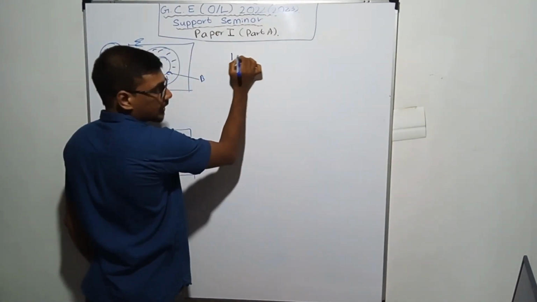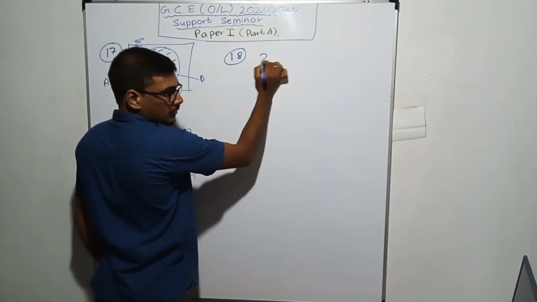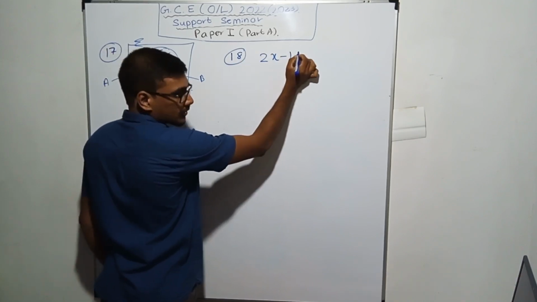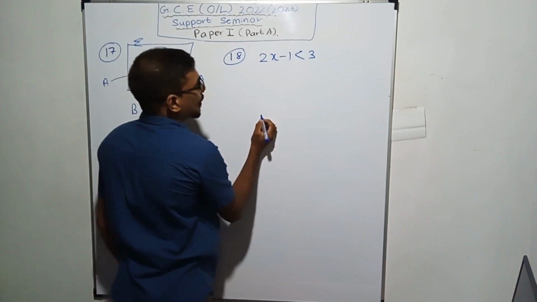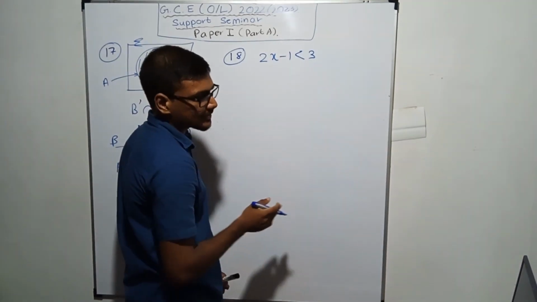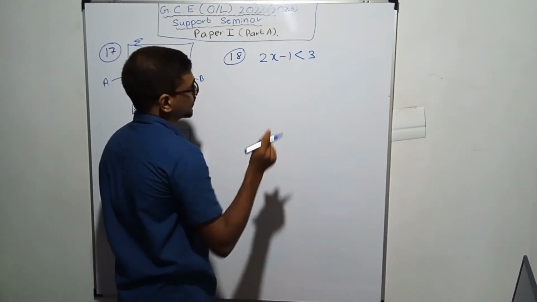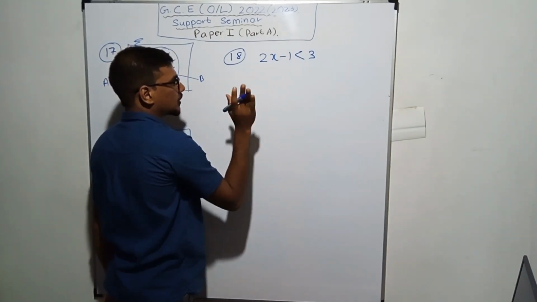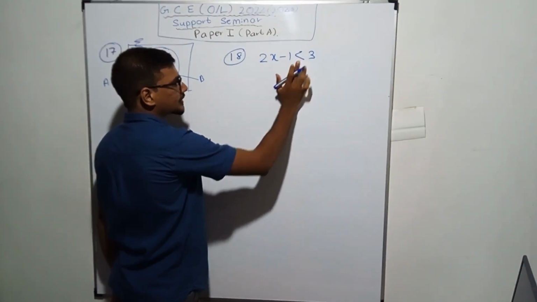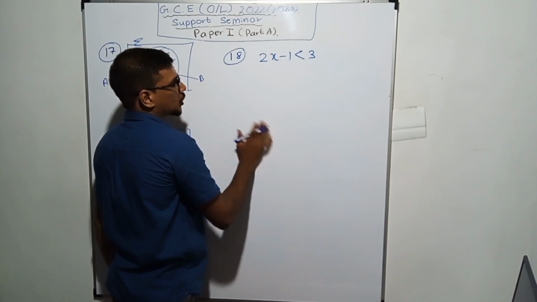19, not 19, 18. 2x minus 1 less than 3. When you're solving inequalities, it's the same thing as equations. There's a special case when we have to divide by a negative term, except that we can think of this as a normal equation and simplify.